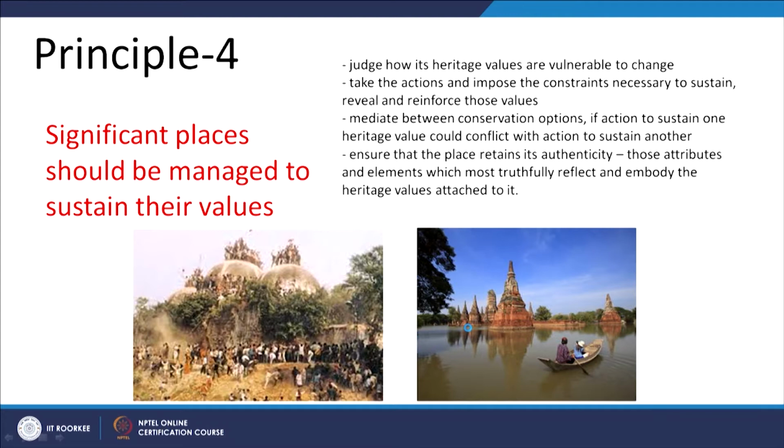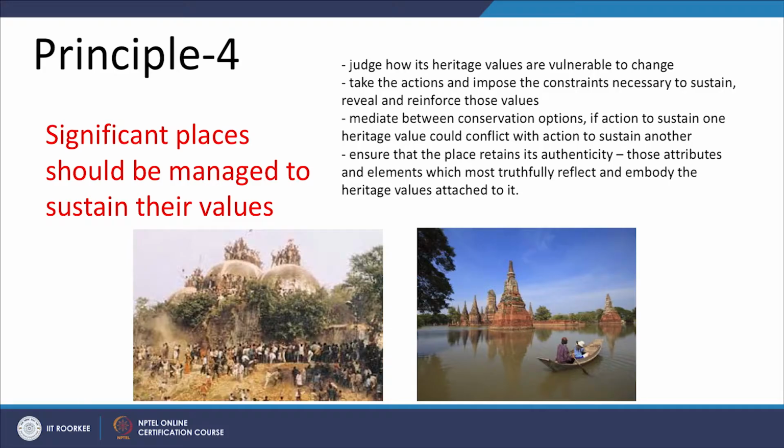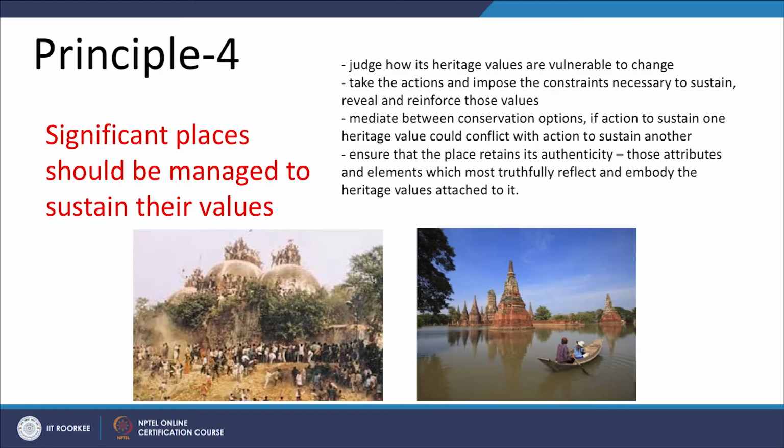So here, because we are talking about conservation decisions, what kind of decisions could we make? First, we have to judge how its heritage values are vulnerable to change. Second, take the actions and impose the constraints necessary to sustain, reveal and reinforce those values. The third point, which is very important, is to mediate between conservation options, if action to sustain one heritage value could conflict with action to sustain another.